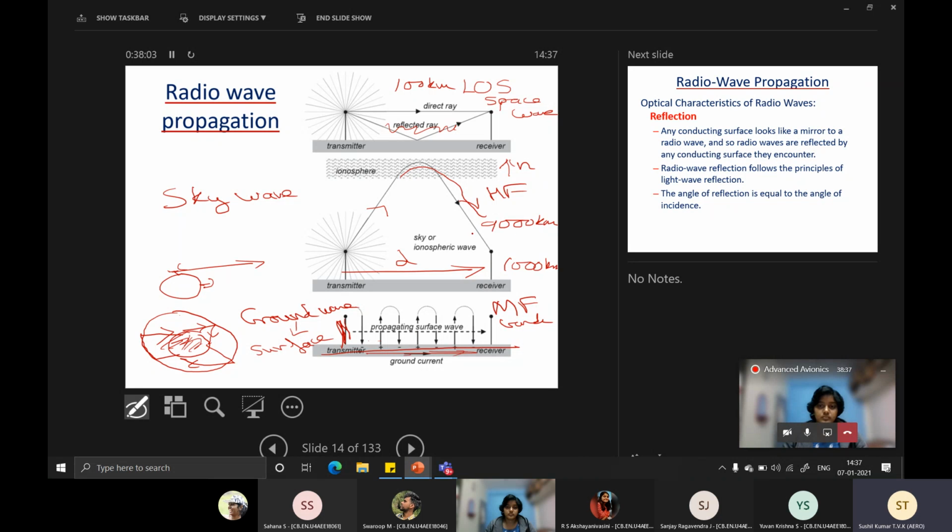This is MF, HF, and I'll just give you a clue. This is VHF. Let us say, I'll give some numbers, 300 megahertz, and this, let us say, maximum is 30 megahertz, and this is 300 kilohertz.